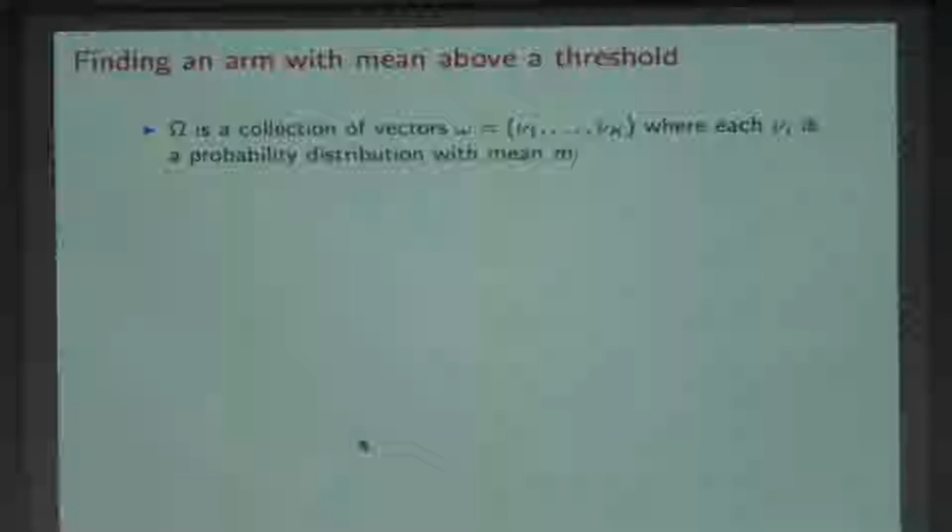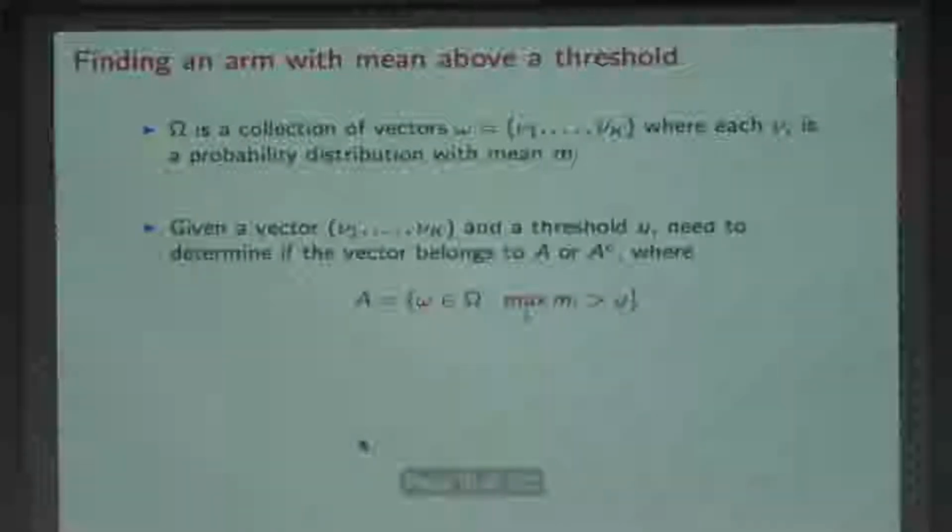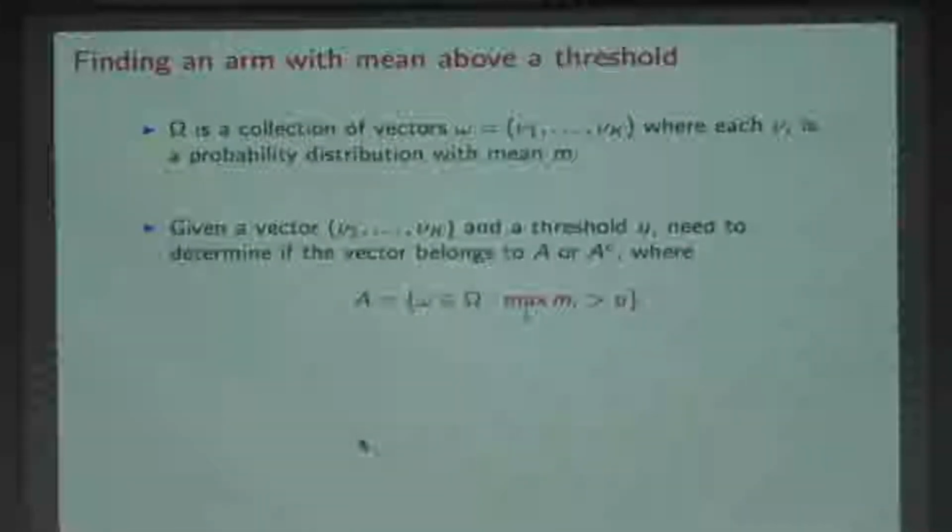So omega is a collection of vectors, nu_1 to nu_k. nu_i is a probability distribution with mean m_i. Given such a vector of arms, and a threshold u that somebody is giving me, I need to determine if the vector belongs to set A or A complement. A is the set of all omegas, all instances, where some mean is above u. And A complement is the set of all these vectors of arms where all the means are below u. So that's a decision that has to be made.